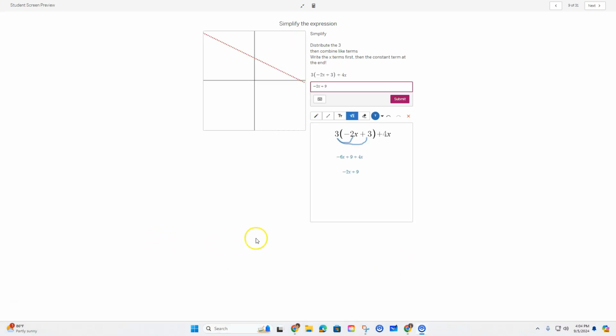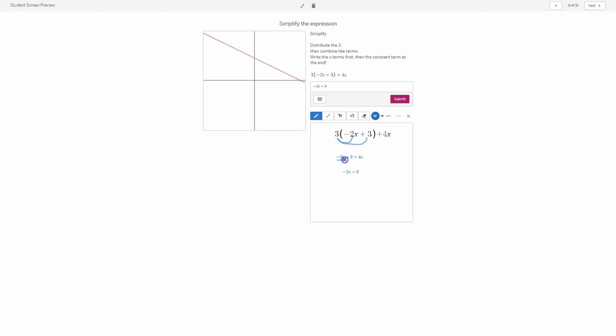And then also real quick on the ones where they give you the graph and it says to check your work. Again, I used the distributive property. I wrote down the 3 times -2, I got -6. 3 times 3, I got 9. I brought the 4x down. Then I combined my like terms. You can always go back and underline your like terms. Those are the two things that I put together.